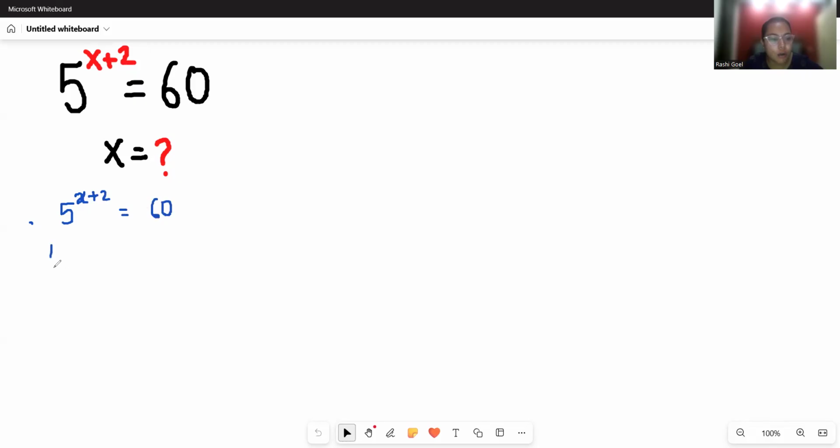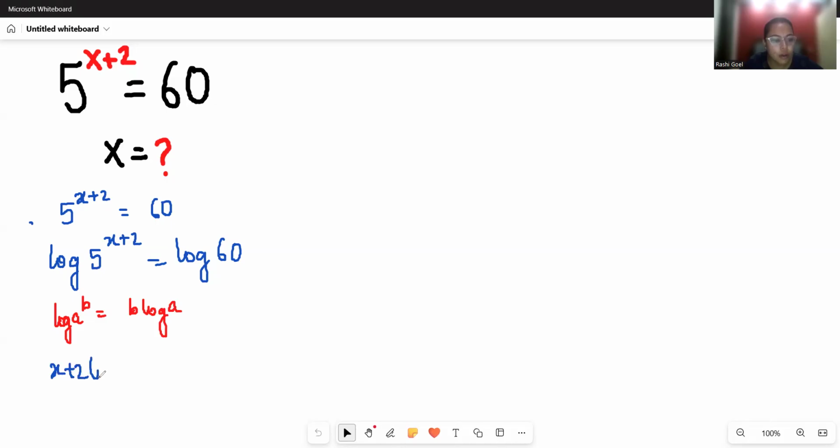If I take log on both sides, log 5^(x+2) equals log 60. Now as per the log rule, log a^b we can write as b log a. So it becomes (x+2) log 5 equals log 60. Now if I divide both sides by log 5, this will cancel out. So x+2 equals log 60 divided by log 5.